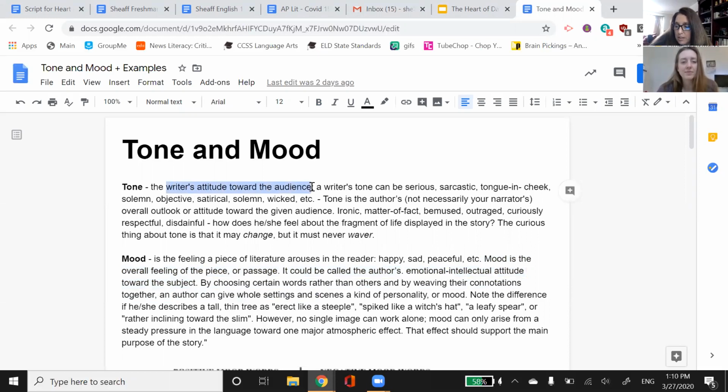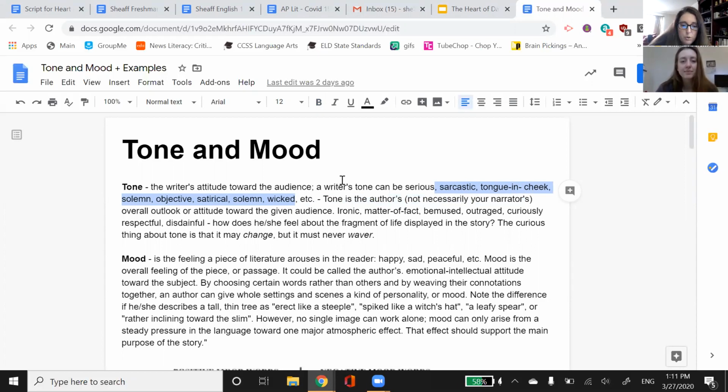And with this novel, if Conrad shares a similar viewpoint as Marlowe, right, then it would be Marlowe's attitude, and that would reflect Conrad's attitude. But if they have differing attitudes, then it could be some of the other things that are listed there, sarcastic, right, tongue-in-cheek. If our narrator and our author have differing perspectives, it can be more satirical. So really interesting to look at tone.